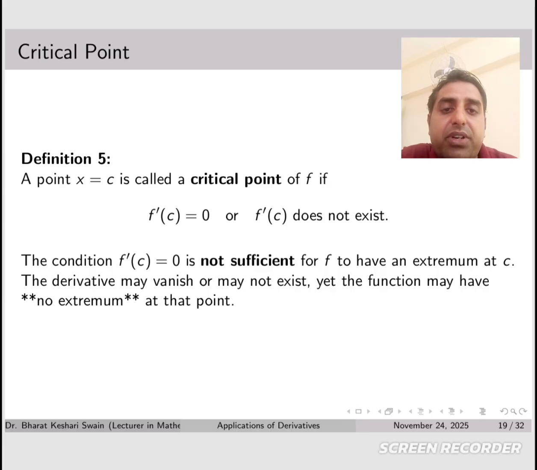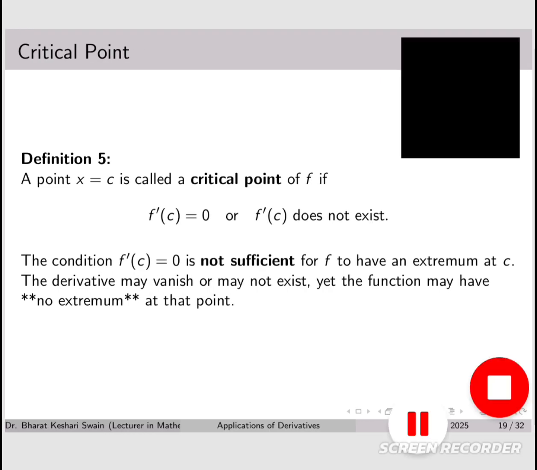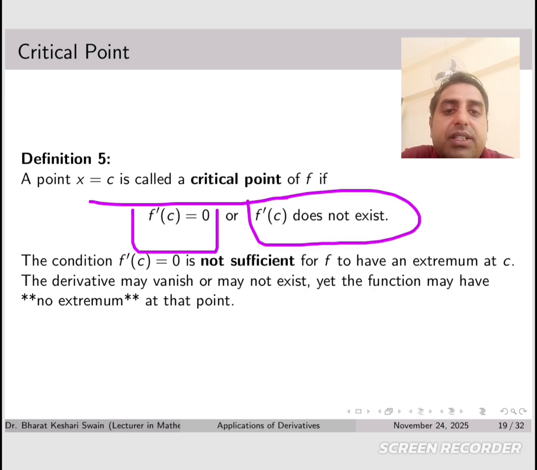Next is critical point. So what is critical point? A point x equal to c is called critical point of f if f dash c equal to 0 or f dash c does not exist. So if f dash c equal to 0 for any c, then that c is called critical point of f.